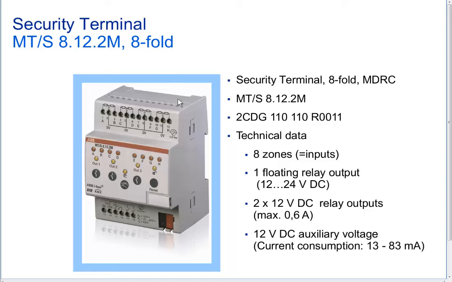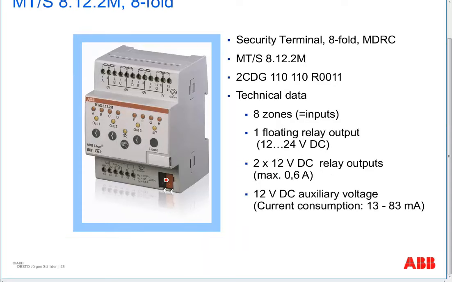We have three types of security terminals. The first one is the security module, the security terminal 8-fold. It means we have the 812.2M. 8 means we have 8 inputs, or 8 circuits, or 8 zones, different countries, different names. But in principle, a security terminal works like a binary input, but we have the galvanic separation between our inputs and the KNX. That's the difference between a security terminal and a binary input.